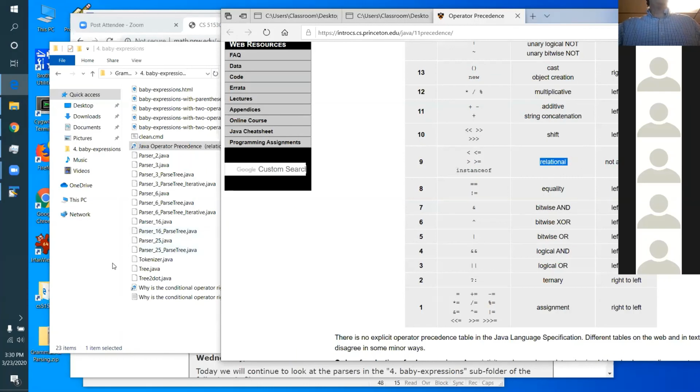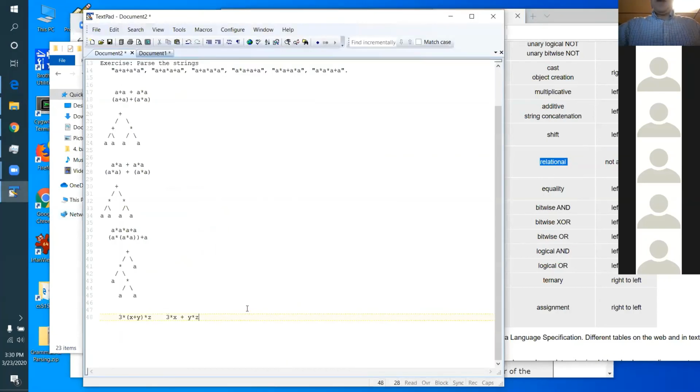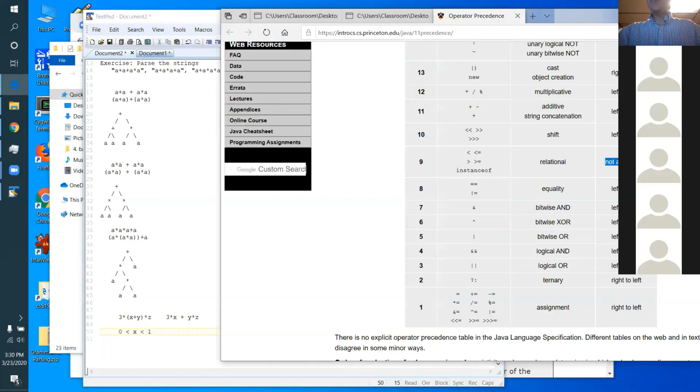Notice that means something interesting. You can't write this, which every freshman Java student wants to write. Everybody in their first year of Java wants to be able to write something like this. I want to say that X is a number between 0 and 1. You're allowed to write that in calculus: X is greater than 0, less than 1. But you can't write that in Java because the relational operator is not associative.